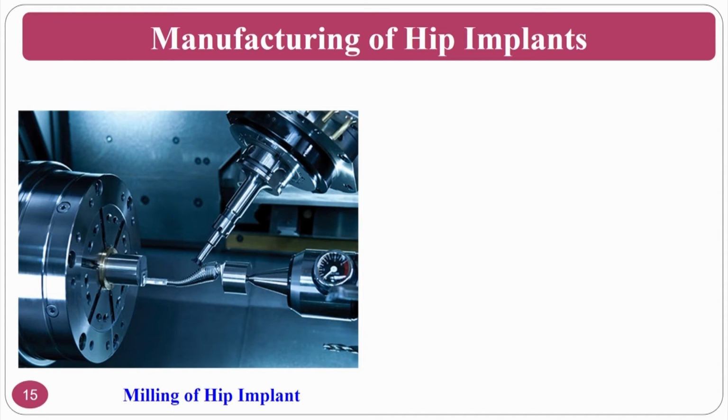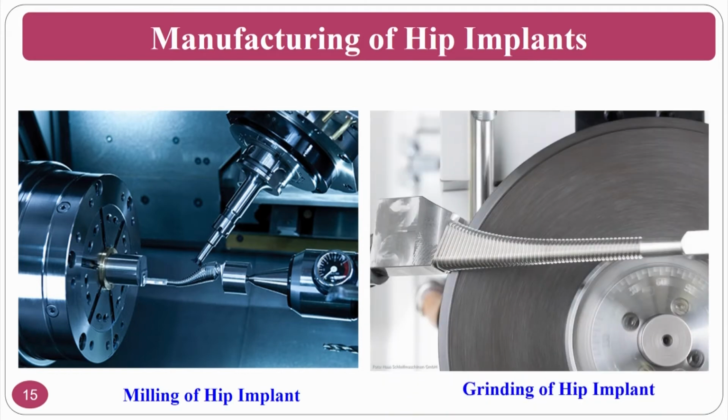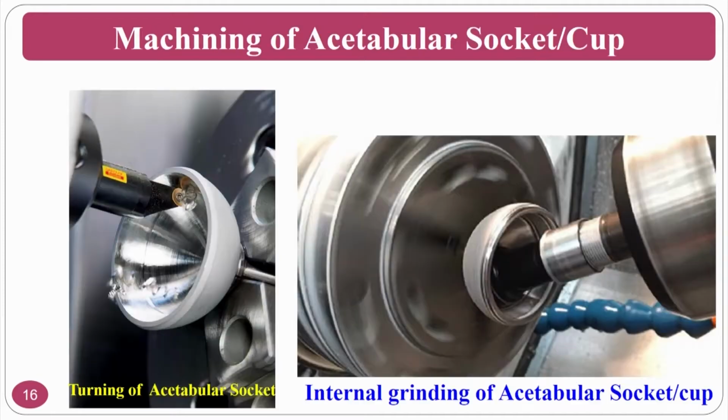You can see here the profile milling is taken care of by the machining operation, followed by the grinding operation. You can see the grinding wheel, a very thin grinding wheel, used to generate some profiles on the hip implants. So in the previous slide we have seen the stem of a hip implant. Now we need to see how the acetabular socket is fabricated.